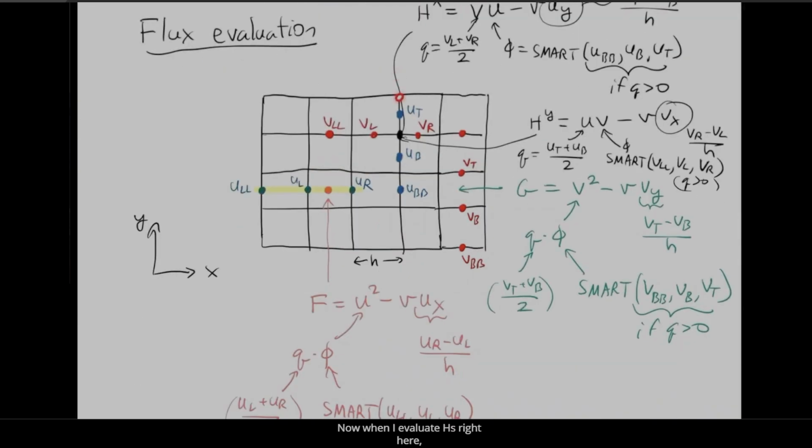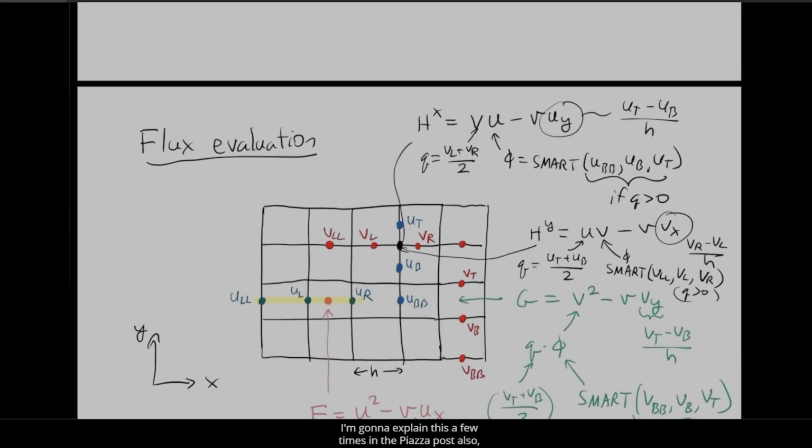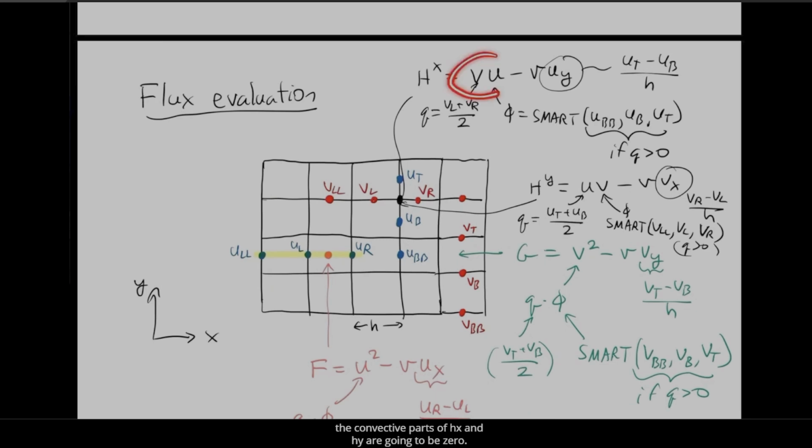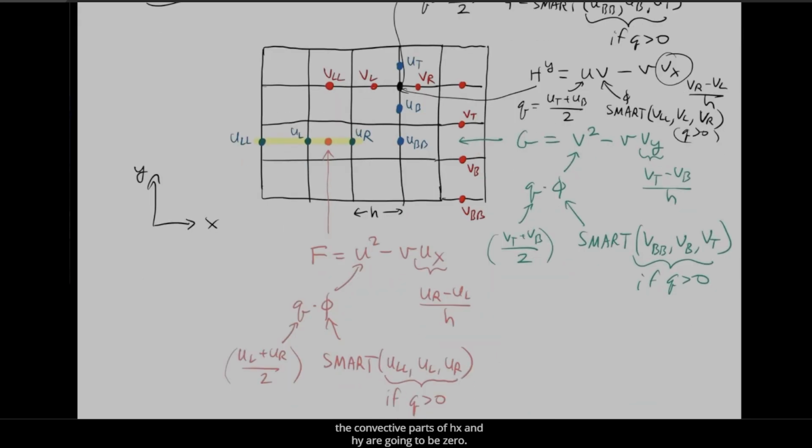Now, when I evaluate H right here, I've explained this a few times in the Piazza post also, to get the H right here, the convective part is just 0. You don't need to do this whole process to get V times U at the boundary nodes, because on the boundary nodes, in your problem, you never have flow coming in, so one of these is always going to be 0 on all 4 walls. So at all 4 walls, the convective parts of HX and HY are going to be 0.